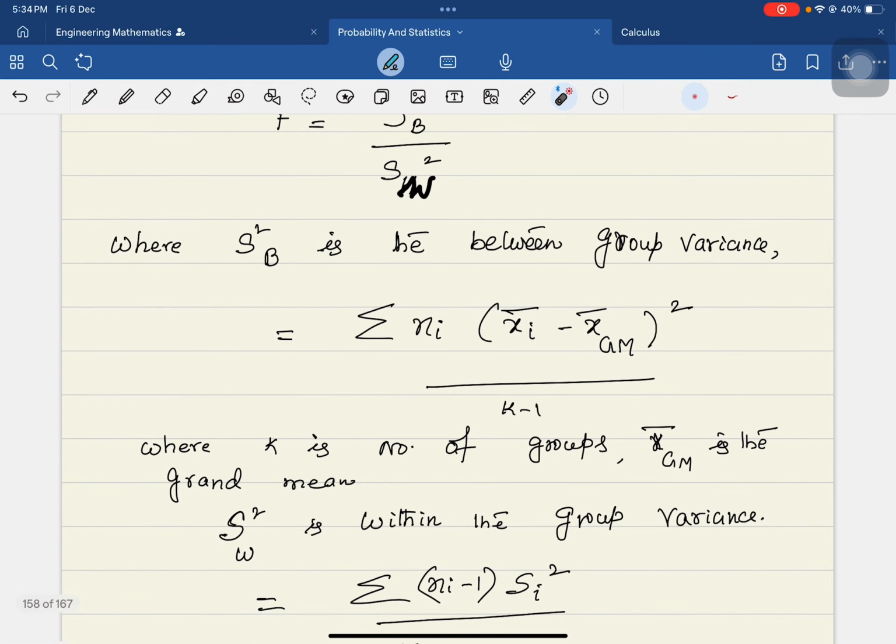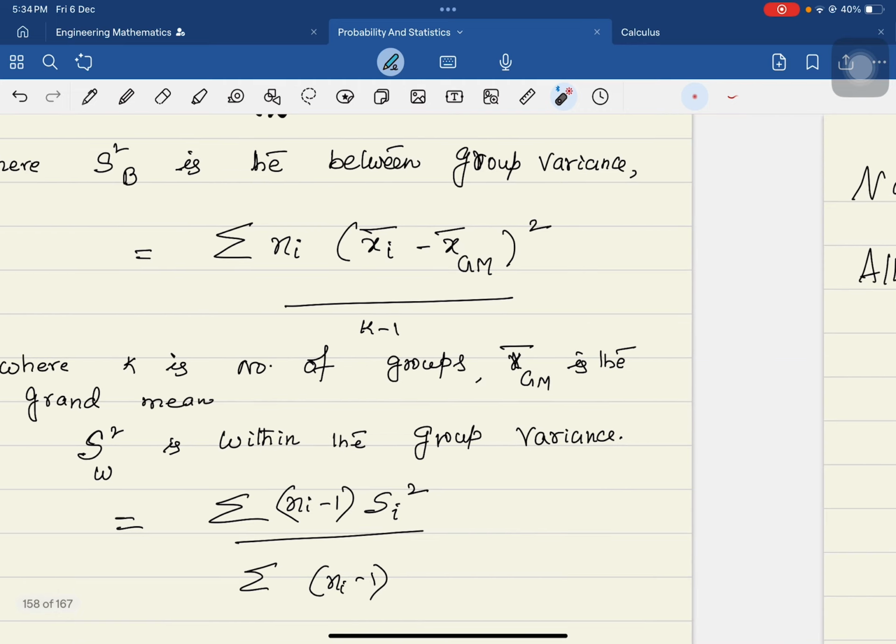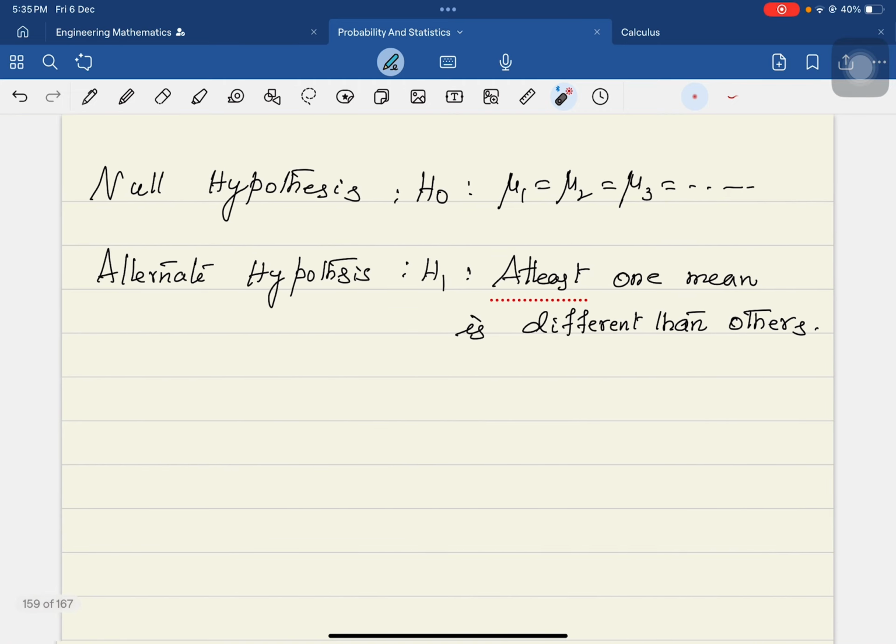And SW square is the within-group variance. That means again it is a sigma, because within the groups we are considering the variance. We find the sum of (Ni minus 1), that is, the number of observations minus 1, times Si square, divided by the summation of (Ni minus 1), and that gives you the within-group variance. I hope you could understand. While doing the problem, you will understand more easily what the variance within the group and between the groups is.